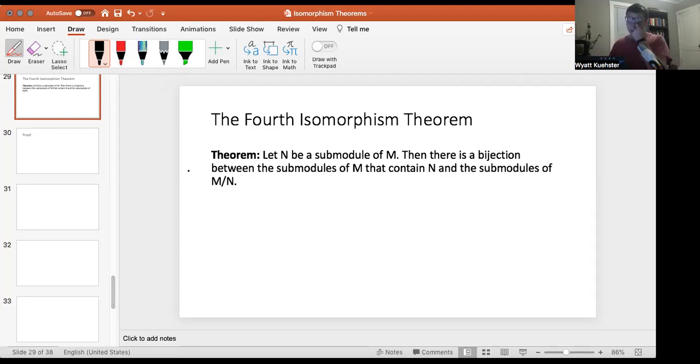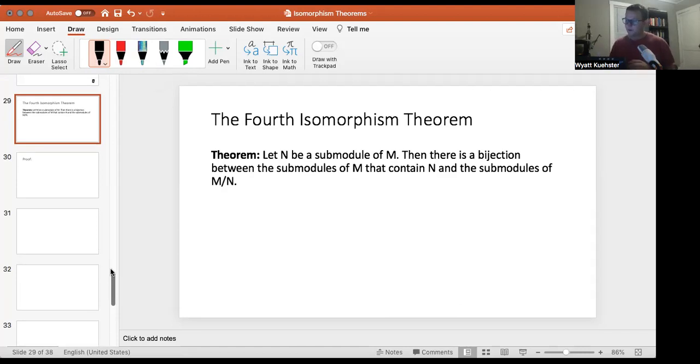And it tells you what the submodules of a quotient module look like. So if I have a submodule N of M, then the submodules of M that contain N are in correspondence with the submodules of the quotient module M mod N. And it's actually an isomorphism of lattices. That's why it's called a lattice isomorphism theorem.